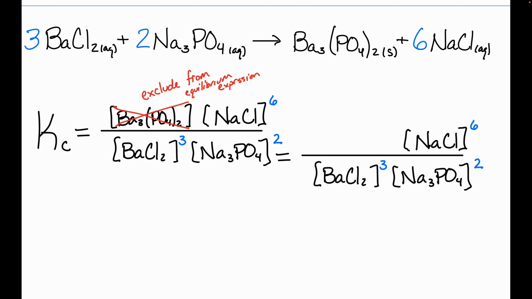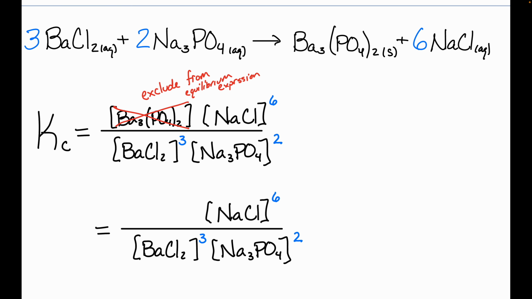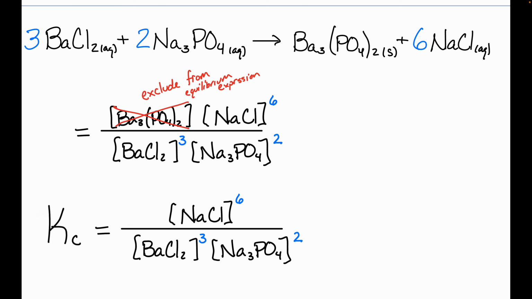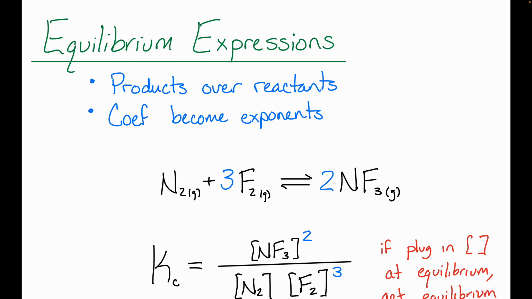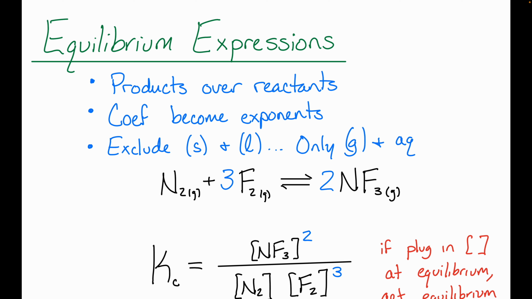All right, so my actual equilibrium expression here will just be this exact same thing with that one term excluded. All right, so the last little rule that we're going to add, products over reactants, coefficients become exponents, and we're going to exclude solids and liquids, which implies that only gases and aqueous will appear in your equilibrium expression.